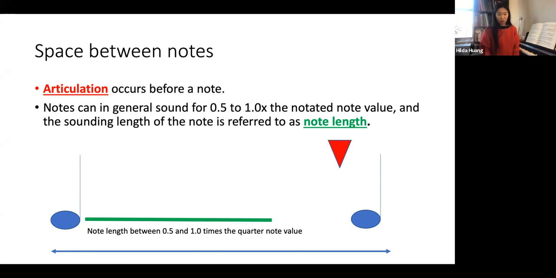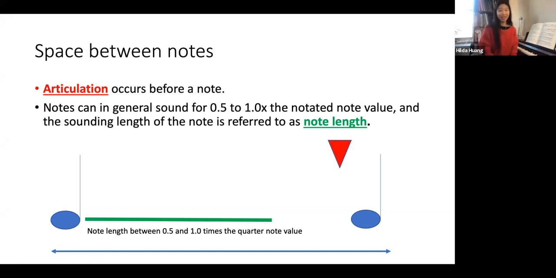In order for modern pianists to grasp the concept of space before a note, we've come up with something called articulation. I would love to ask you what you think articulation means, because I almost feel like if I ask this to any class, everybody's going to give me a different answer.